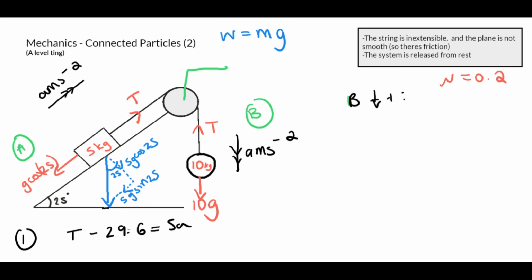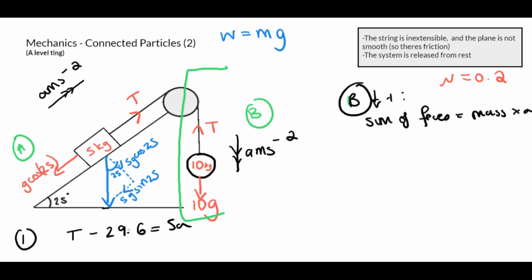So now I'm just going to resolve for this, okay? That's all I'm looking at right now. So we're looking at B right now. Down is positive. Remember, sum of forces is equal to mass times acceleration. Now, the sum of the forces. Down is positive. 10G, is it going to be positive or negative? It's going to be positive, because down's positive and 10G is going down. So I'm going to put 10G.